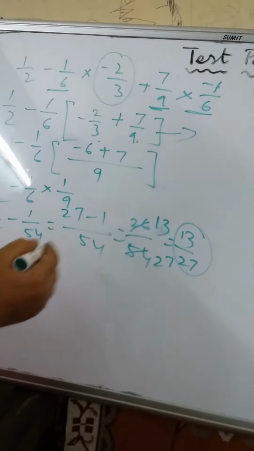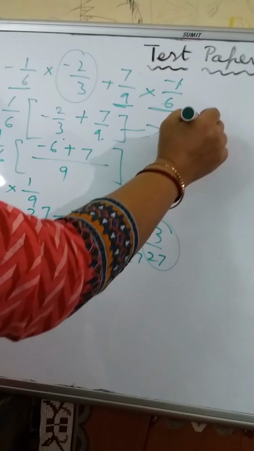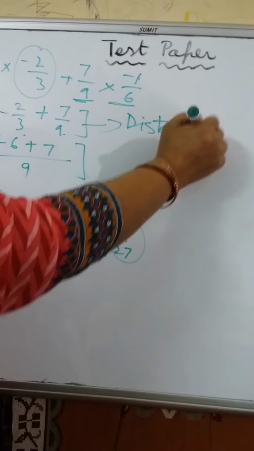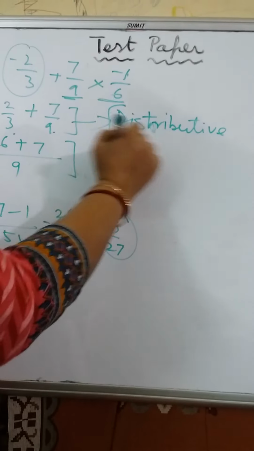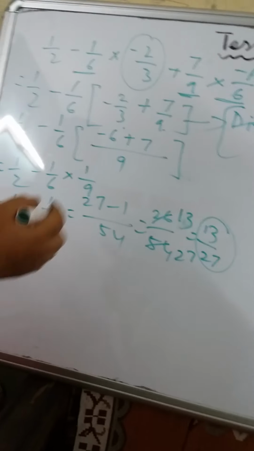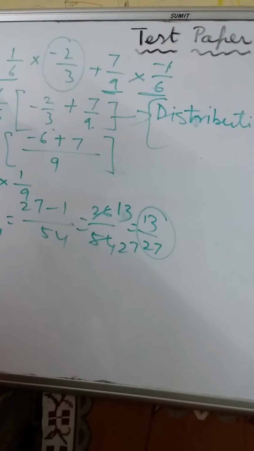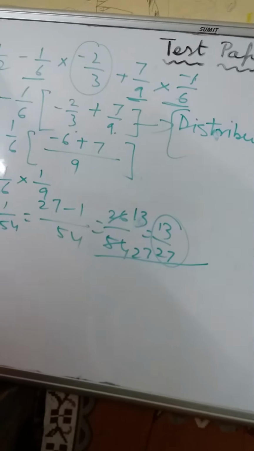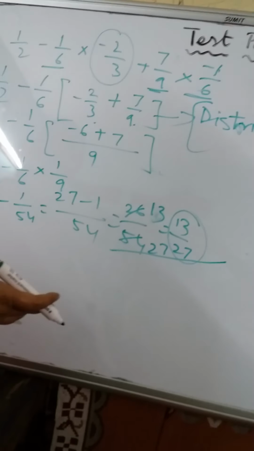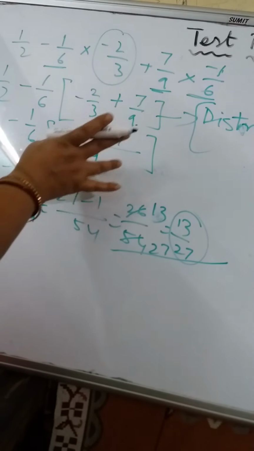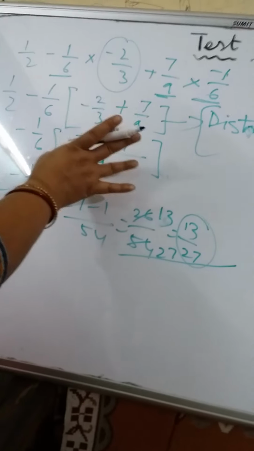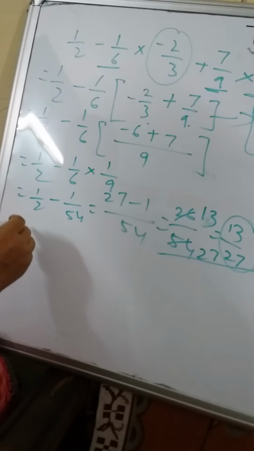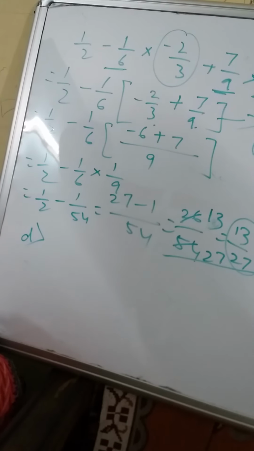Here what property have I used? Distributive property. You have to write these properties also. Maximum 99% of you have made a mistake here. Either you have not used properties or you have made a mistake in this calculation. So be very careful. That is question number D.